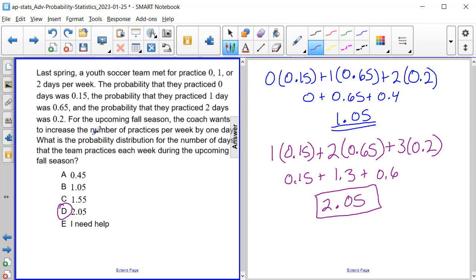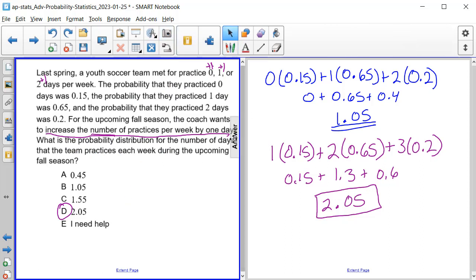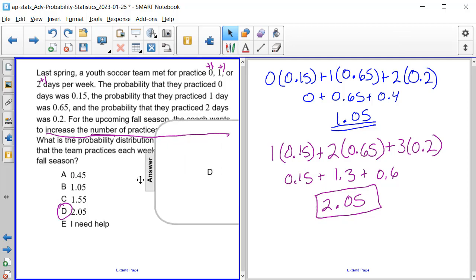And again, notice that all we did was we increased the number of practices per week by 1 day. In other words, we added 1 to each of these outcome values. And when we add 1 to all of those, it should also add 1 to our solution for the probability distribution, which it did. So the answer here is D.